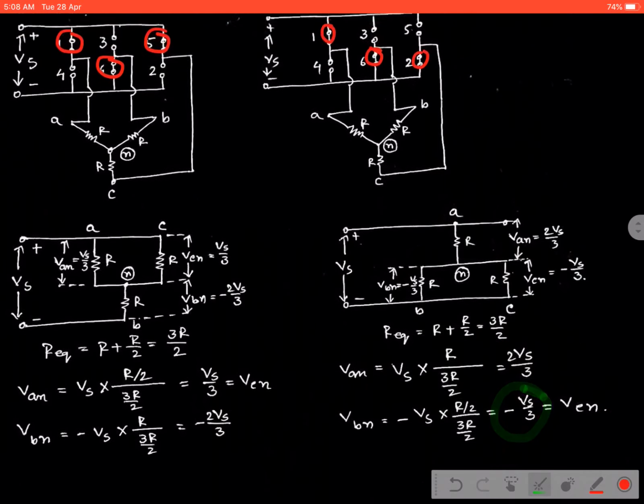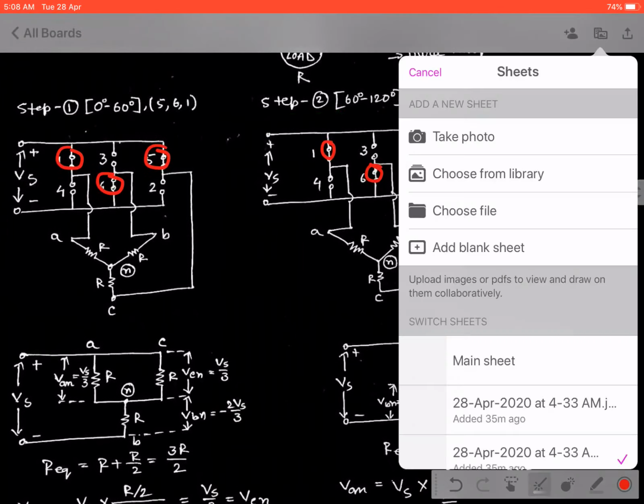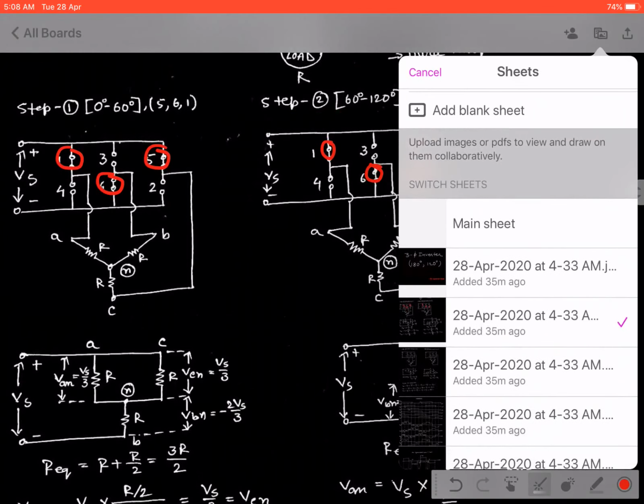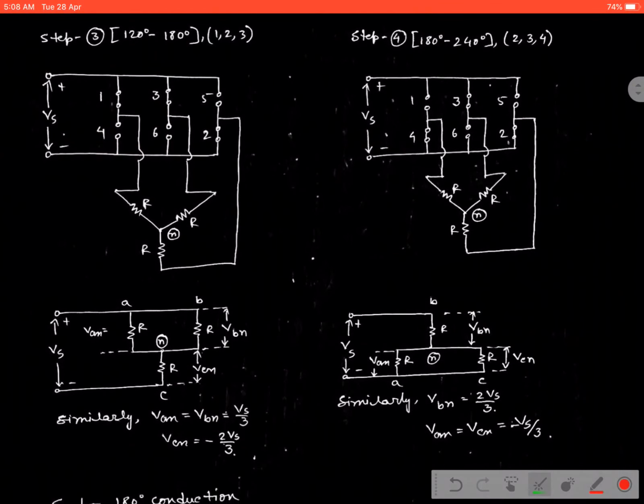So ultimately we have done the two mode operations, step 1 and step 2. Now another two mode operations, that is step 3. In case of step 3, where the conduction duration is 120 degree to 180 degree, the switches 1, 2 and 3 remain in on state. That means 1 is on, 3 is in on state and 2 is in on state.